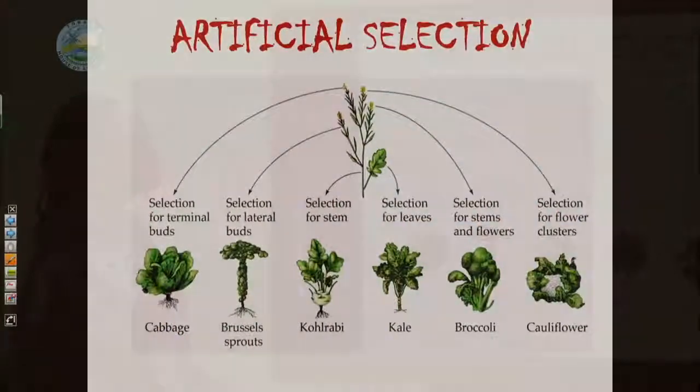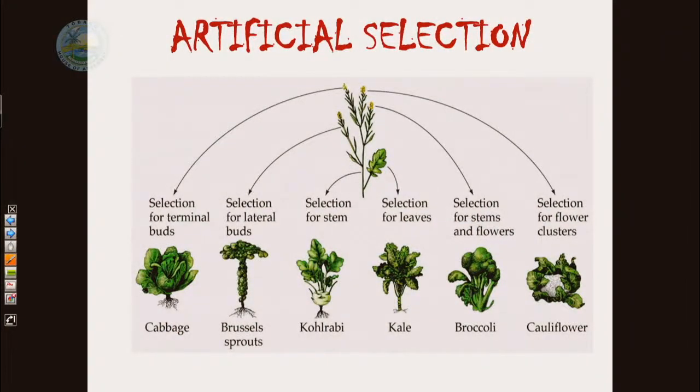Here's another example of artificial selection in the agricultural field. We have the wild mustard plant, which has been artificially selected to produce totally new plants based on the characteristic that we're looking for. So, for example, the cabbage has been selected based on the structure of the terminal buds from the wild mustard plant.